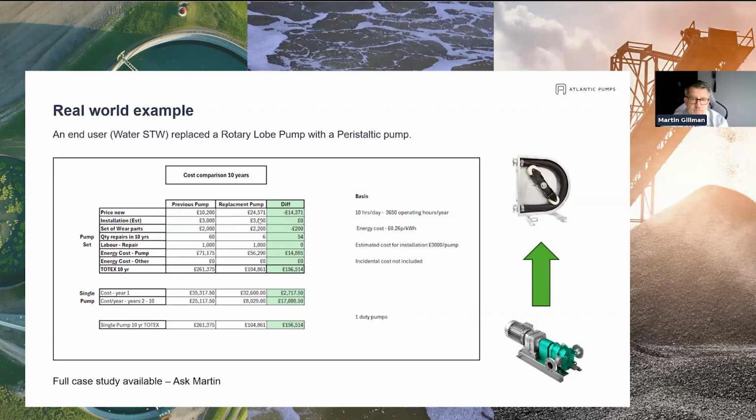Again, I've done a similar thing. I've made installation about the same to keep things level. Set of spare parts, there's not much in it. But the rotary lobe pump was, and this is from real data, this is actual history, being repaired every couple of months. So in 10 years, that's 60 times. And each time we're spending money on this set of wear parts and the labor to go with it. Whereas after an 18-month runtime, which is a proof of concept test period, the peristaltic only needed one maintenance intervention. So we stretched that out to 6 in 10 years.